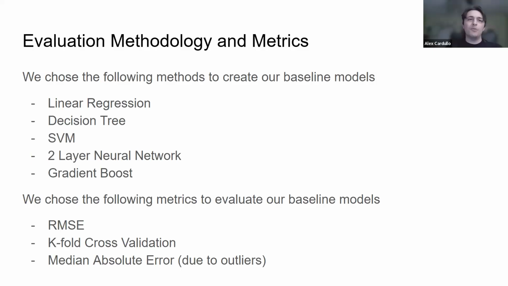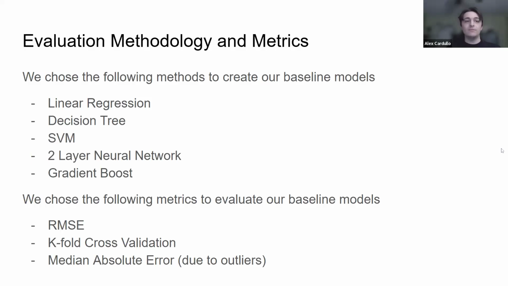In our project, we began by selecting a diverse set of baseline models to evaluate the performance on our data. These models include linear regression, decision tree, SVM, a two-layer neural network, and gradient boosting. We chose these methods because they provide a comprehensive understanding of different approaches and serve as different benchmarks for a model. To evaluate performance, we chose 4 key metrics: root mean squared error, k-fold cross-validation, median absolute error, and finally, the RMSE divided by the mean price, which helps put this error into perspective of average home prices.